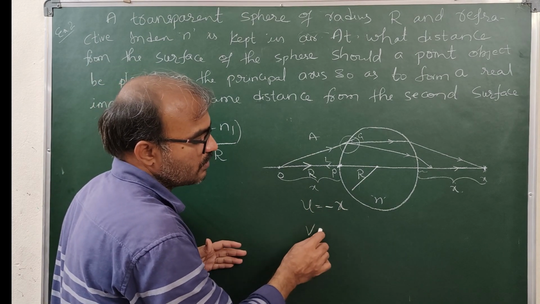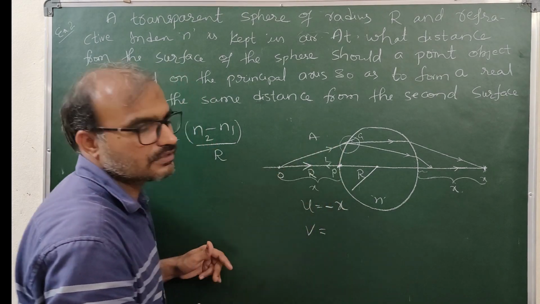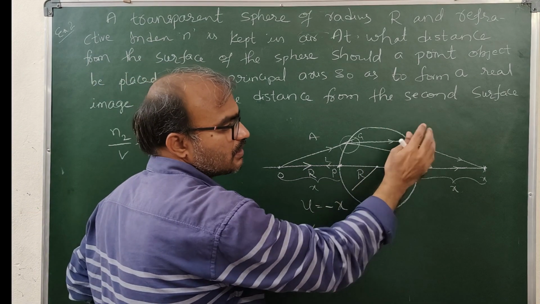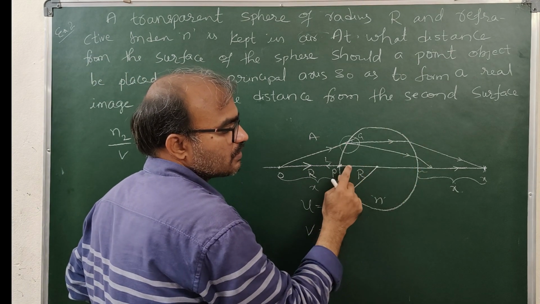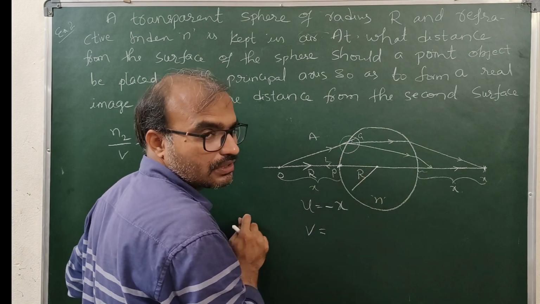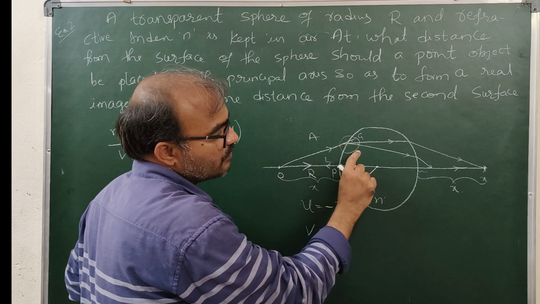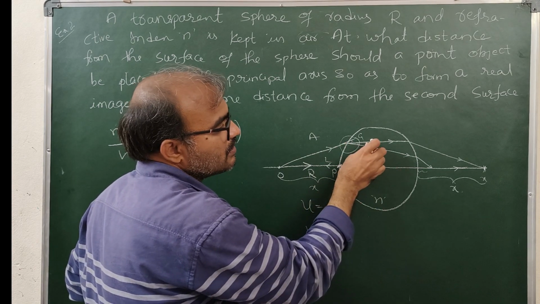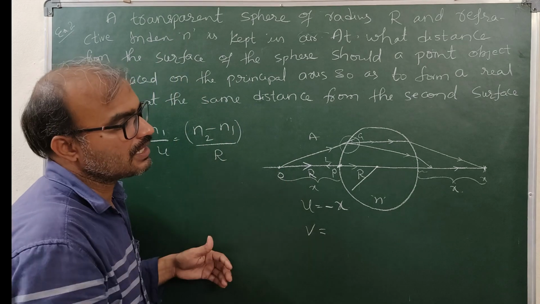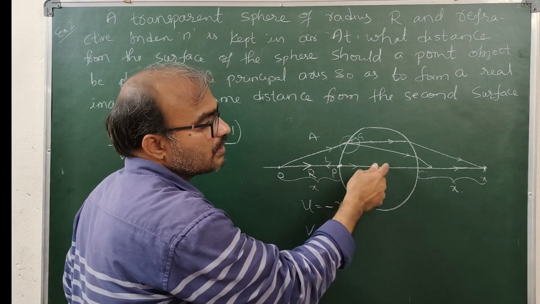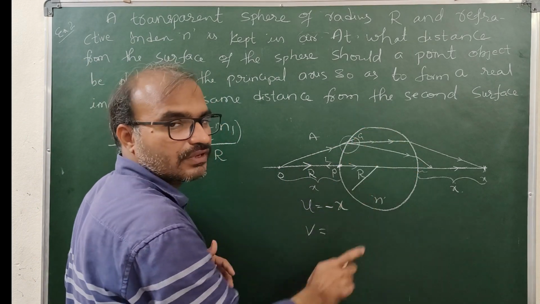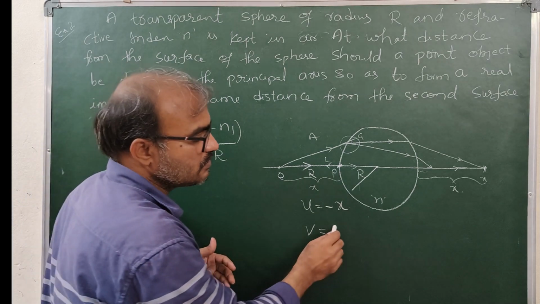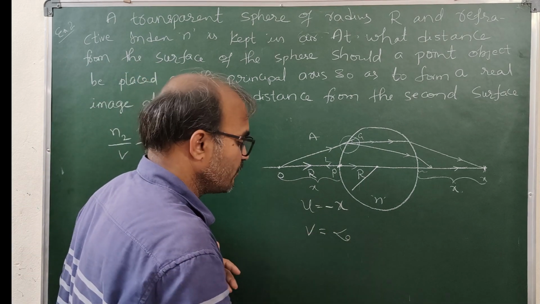Now what will be v after the refraction at the first surface? We should not consider the second one. We should consider refraction at the first surface only. After refraction at the first surface, the two refracted rays, first refracted ray and second refracted ray, both are parallel. As they are both parallel, they will form a real image at infinity, right? So that is why the v value will be infinity.